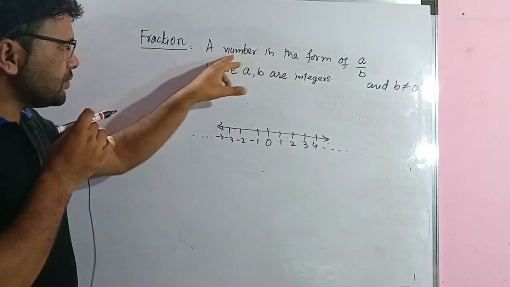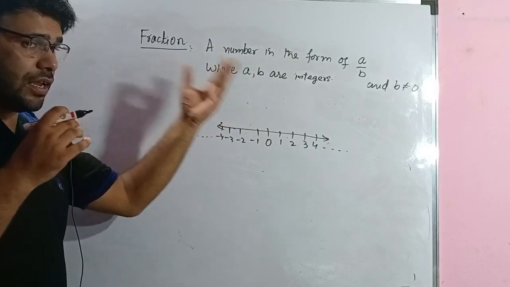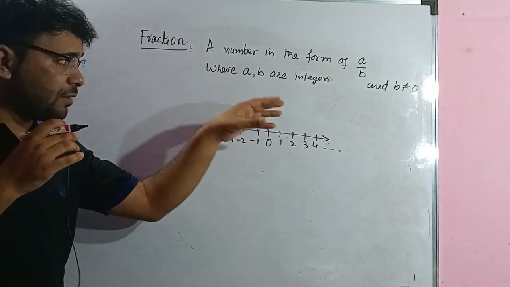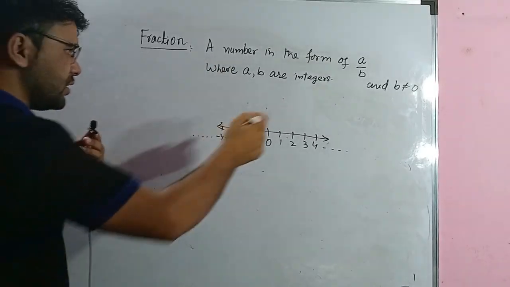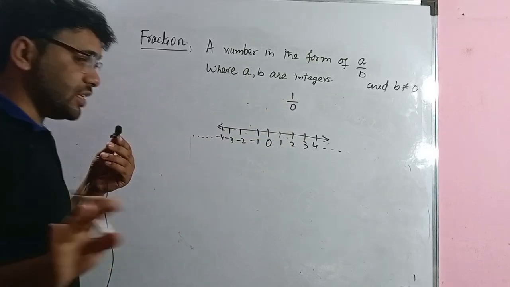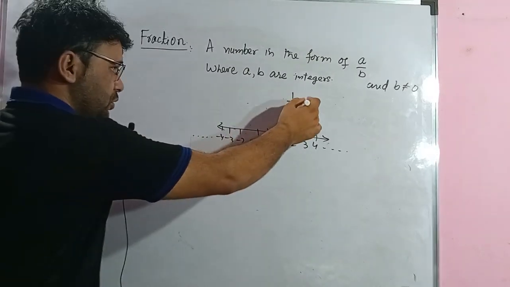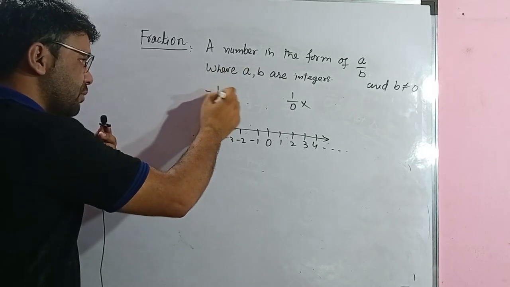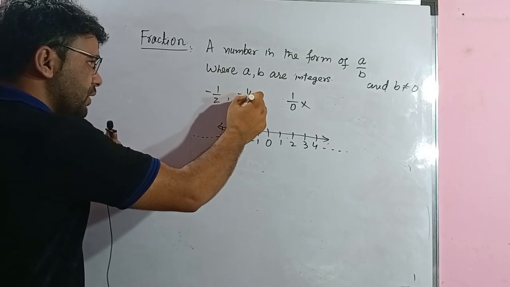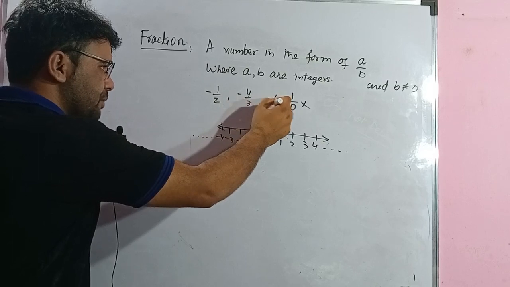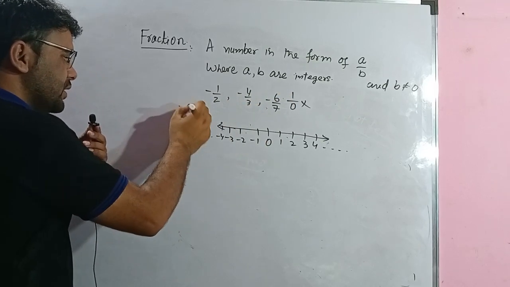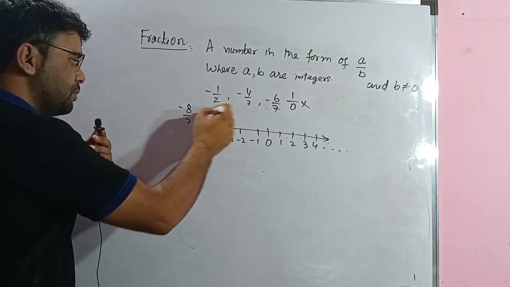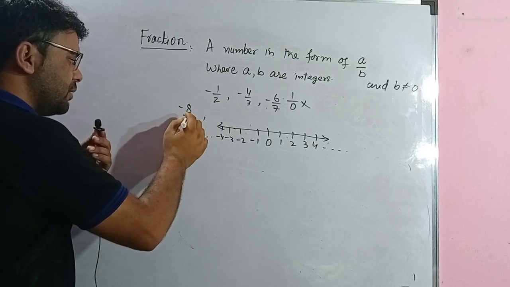So you can see here a number in the form of a by b, where a and b should be integers and b should not be equal to 0. That is, it should not be 1 by 0, which I have discussed before, because this number is not defined. So a simple fraction can be -1 by 2, -4 by 3, -6 by 7, -8 by 2, or simply 8 by 9.